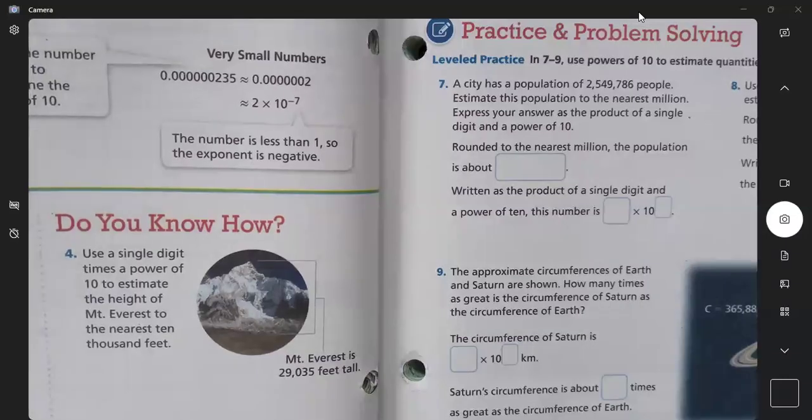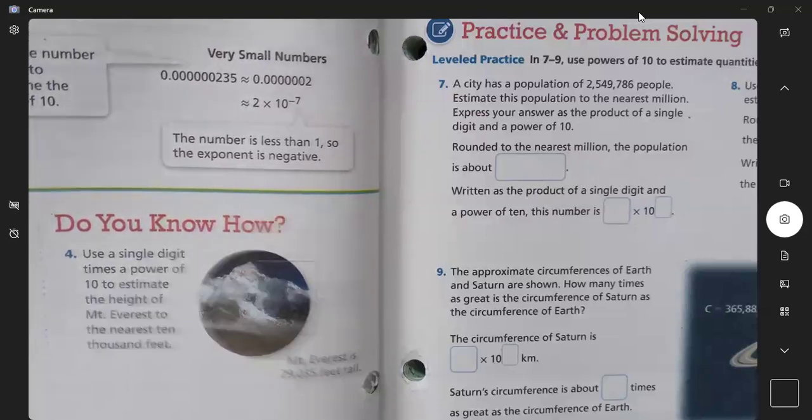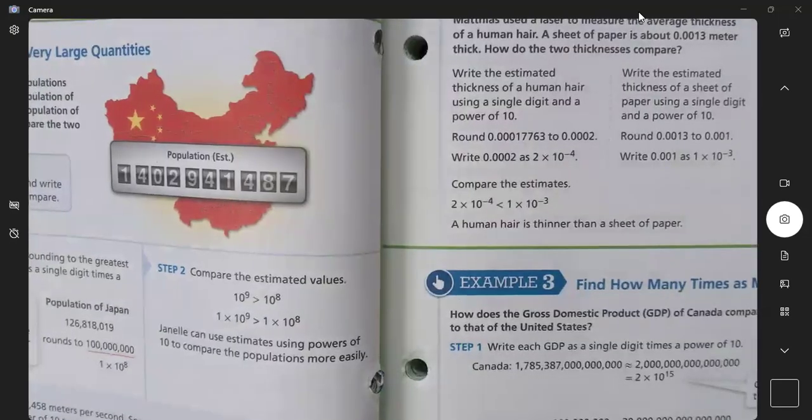Ooh, we're going to do number 5 on the next page. Don't look. Don't spoil it. It's crazy. Don't look. Okay.